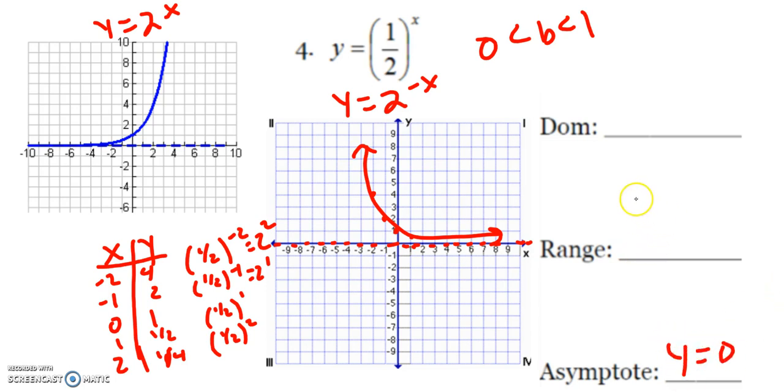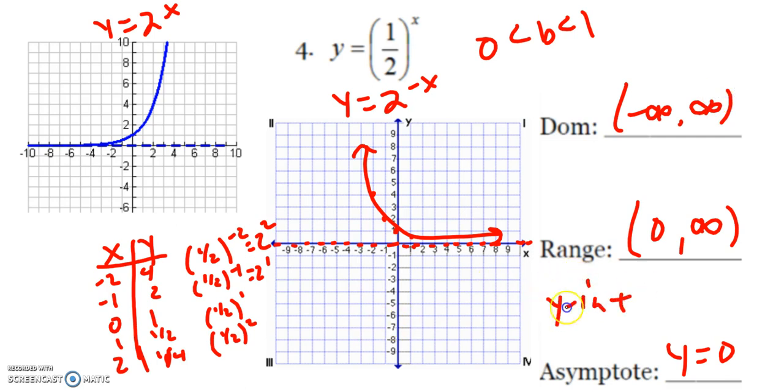And again, the range is still 0 to infinity. Domain is negative infinity to positive infinity. And then we also squeeze this in here, our y-intercept is at 0, 1. Okay, so this concludes our refresher on graphing exponential functions, as well as some of our properties of exponents.